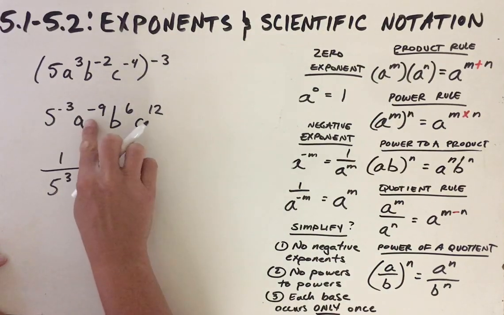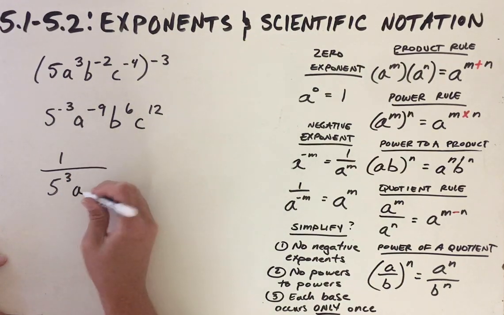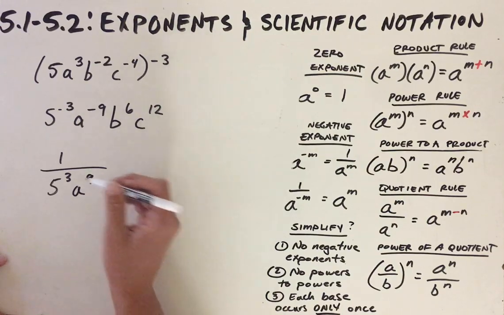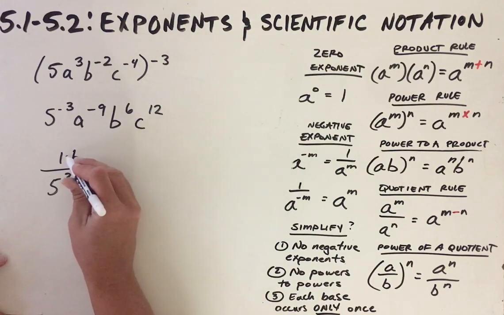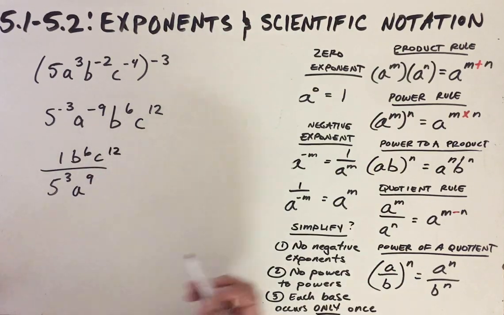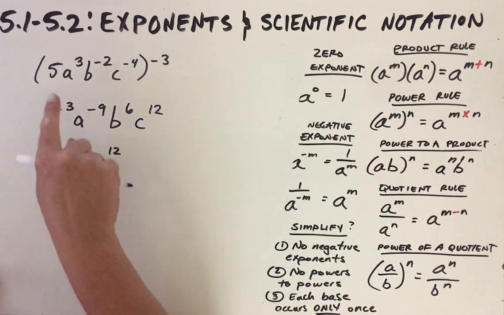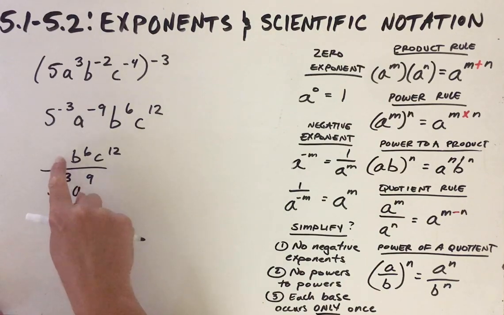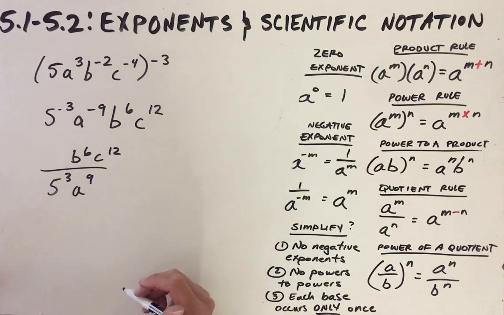This a is being naughty as well, so I'm going to have to put it downstairs. That's going to be a to the 9th. This b is going to stay upstairs. We're going to have b to the 6th and c to the 12th. There's nothing more to do with that. Again, this 1 here was just so that I could put this 5 downstairs, but 1 times anything is itself, so I'm just going to erase that.